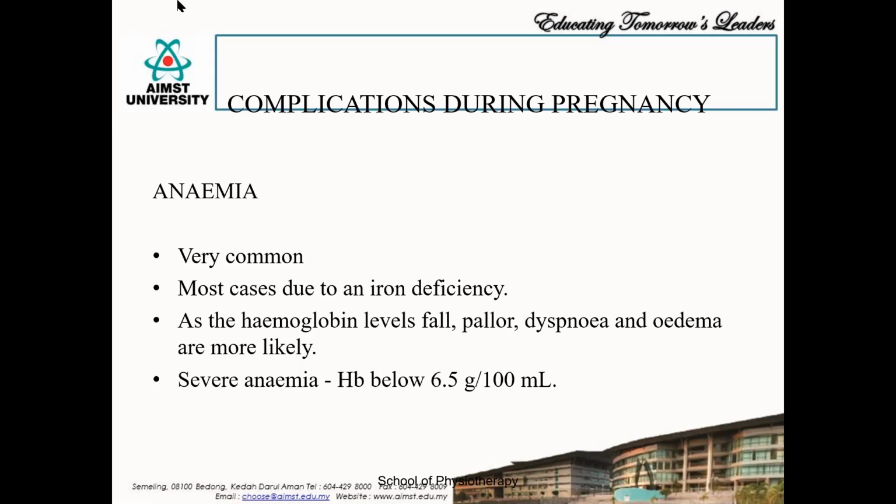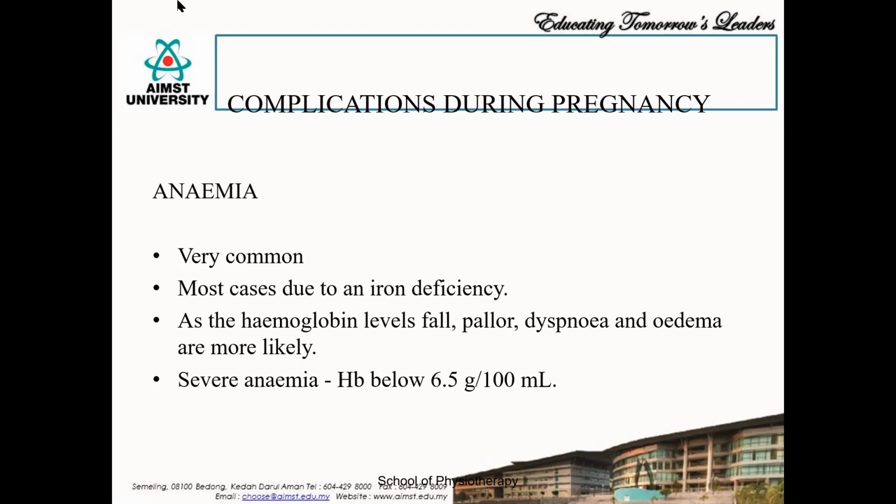So the first complication is anemia. Anemia is reduced iron, an iron deficiency. If you look at the blood, hemoglobin is the main thing that carries oxygen to the needed parts. If the hemoglobin is reduced, then the transportation of oxygen will be reduced. And hemoglobin depends on iron, so if there is iron deficiency, automatically the hemoglobin level will fall.